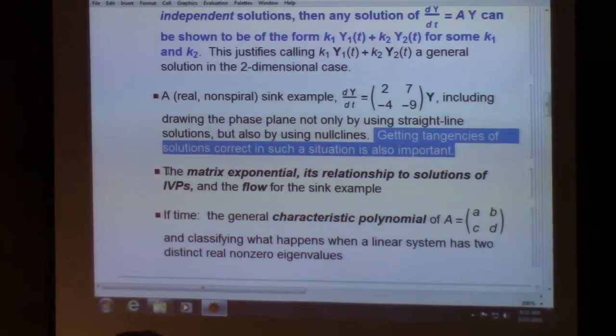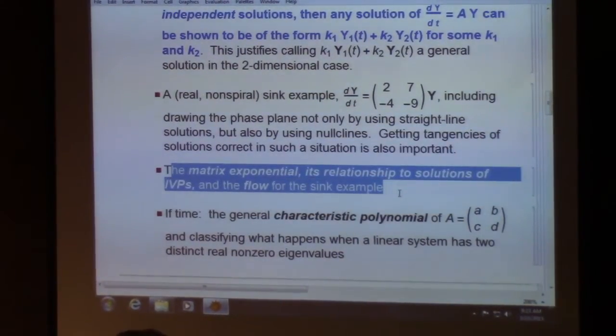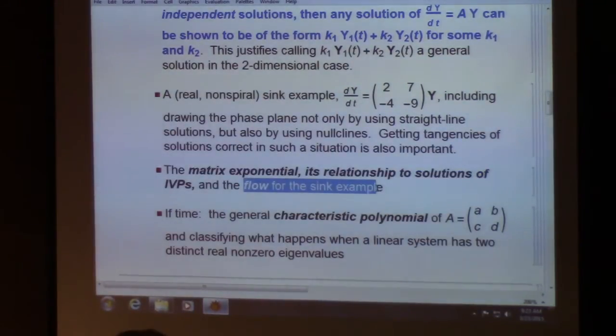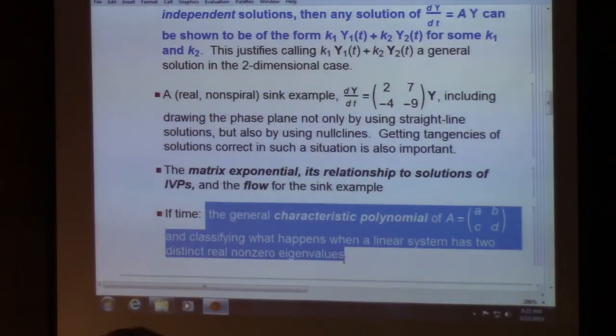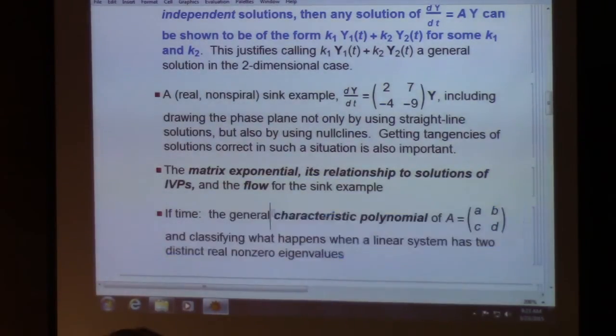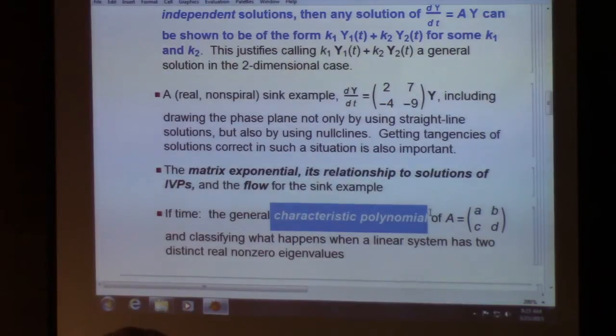Also want to talk about something called the matrix exponential, its relationships to solutions of initial value problems and flows. We're going to do all this for the sink example. And if we have time, we'll talk about some generalities a little bit more, something called the characteristic polynomial. If we don't get to that today, we'll do it on Wednesday.